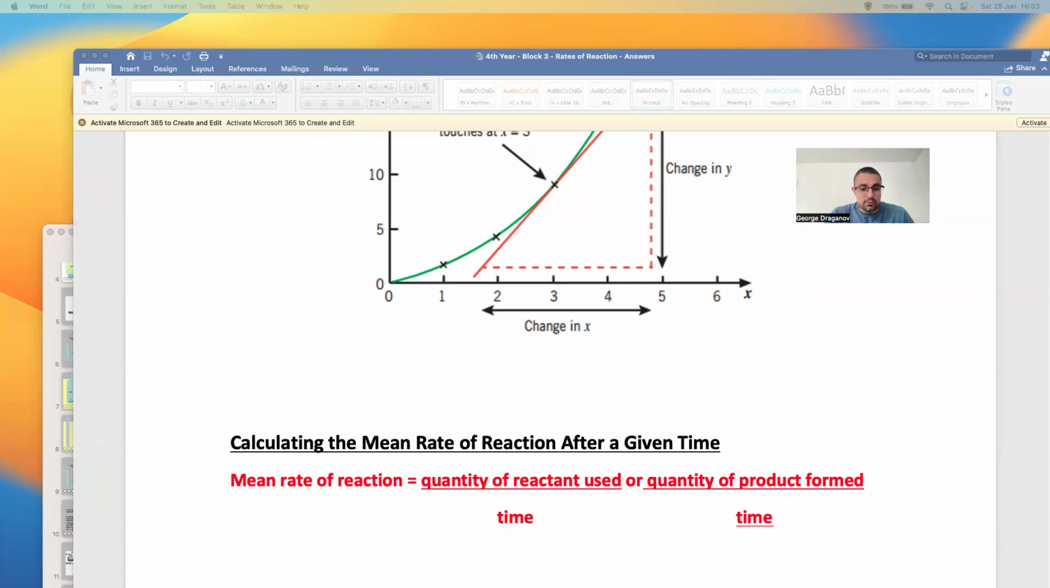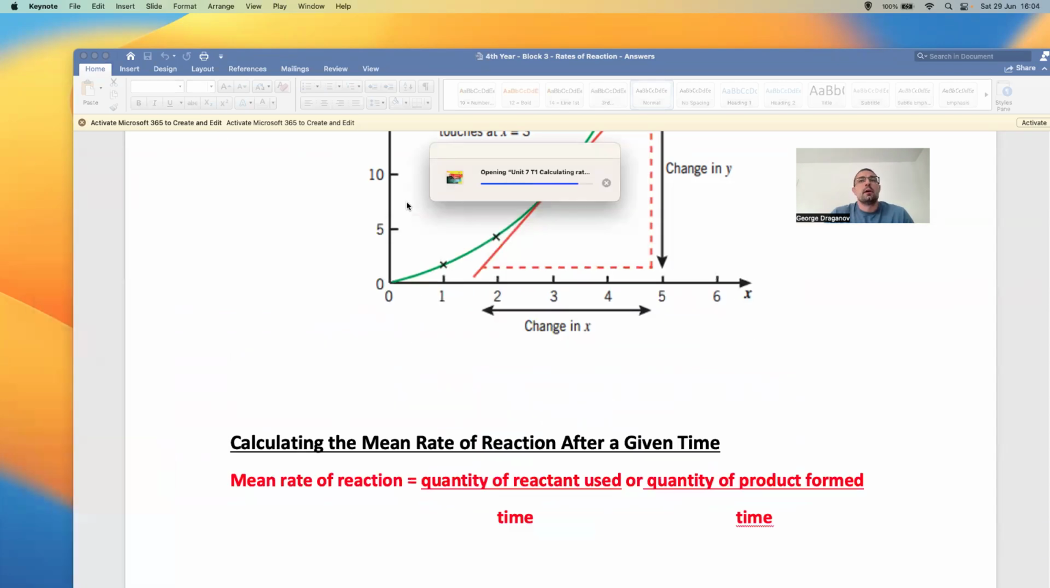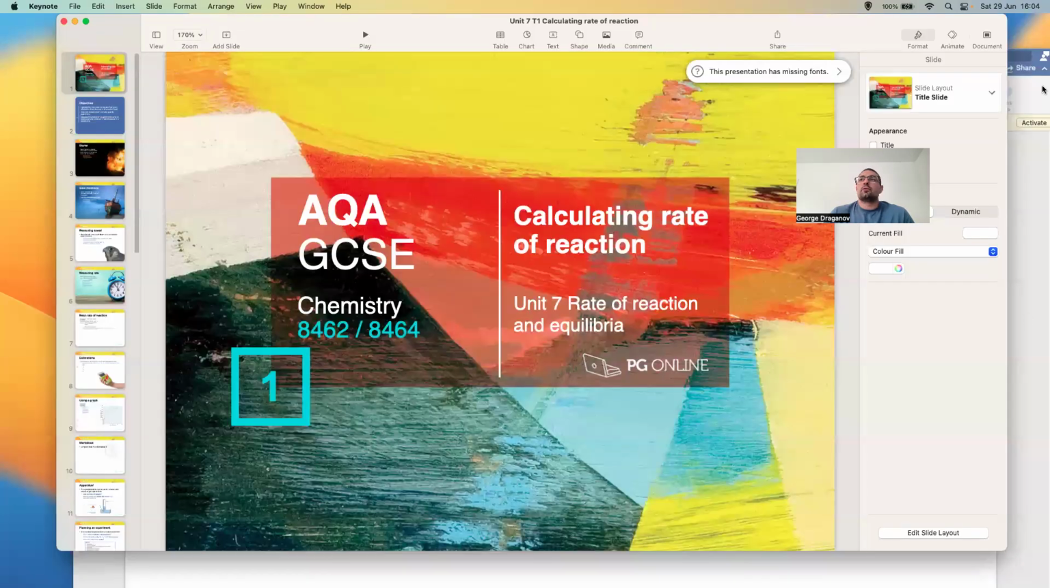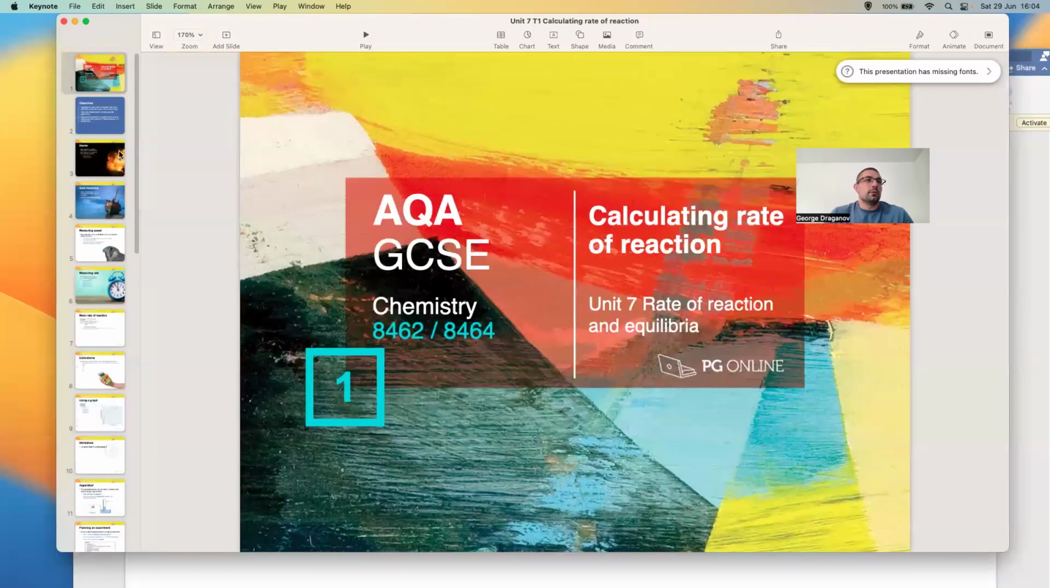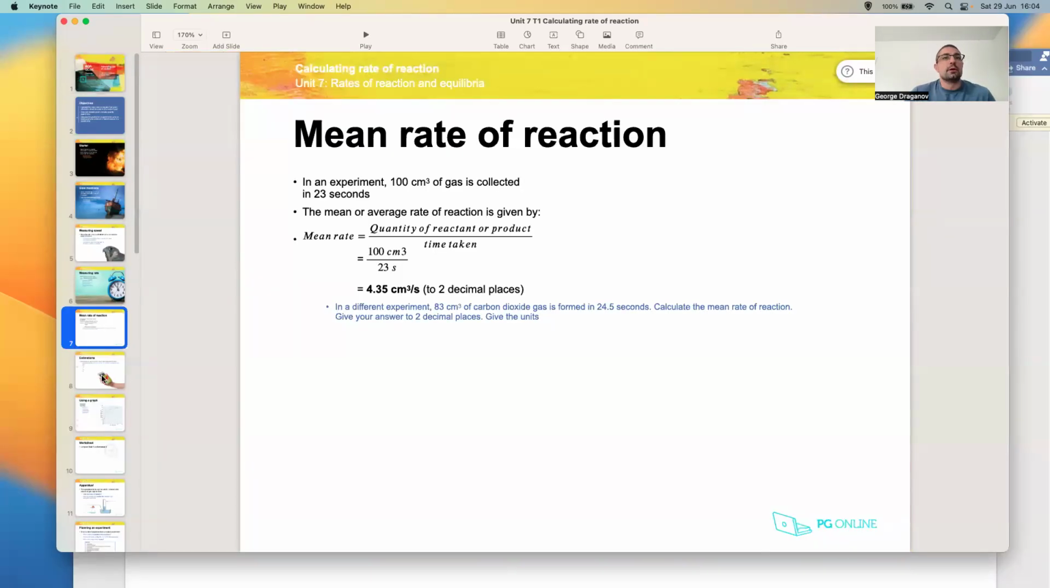There'll be worksheets for you to practice this. And this part of the rates of reaction, I believe you should know for both of your syllabi, but it's even more important for AQA. So let's have a look.